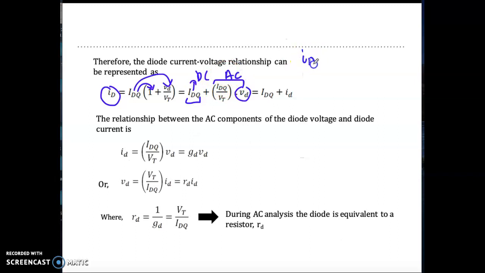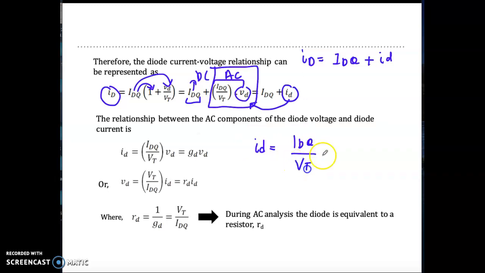So you know i_D total equals I_DQ plus i_d. So this i_d is actually denoted by what? Denoted by the whole equation here, because this one is DC, right? So you can denote i_d equals I_DQ over V_t multiplied by v_d.